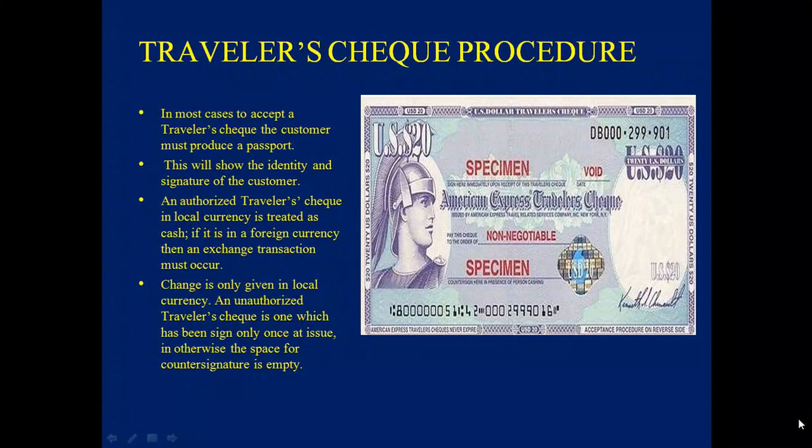An authorized traveler's check is one which has been signed only once at issue. Otherwise, the space for countersignature is empty. So there's a proper provision on the traveler's check. When we accept a traveler's check, we can cross check the guest signature, that is the customer signature, and one space is available for countersign as well.